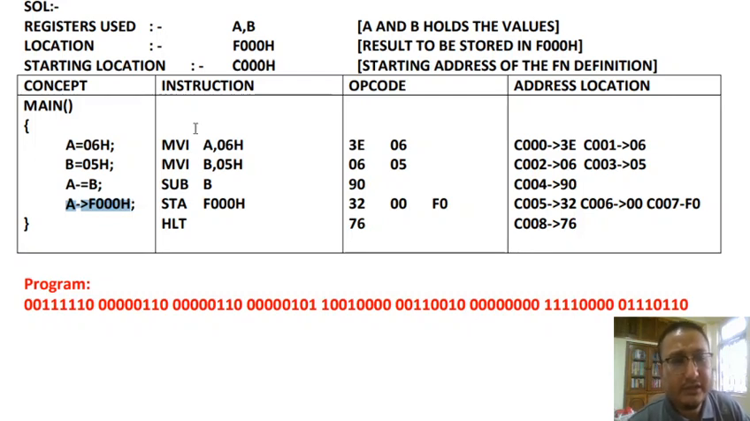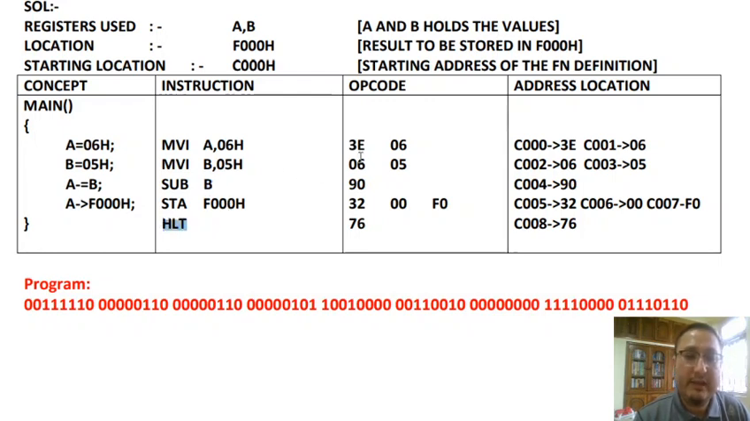So likewise here, I've translated the program into a program using the 8085 instruction set. As in the previous program, we have 06 being moved to A, 05 being moved to B, and we have subtracted the value of B from A, and stored the result in F000H, right? And then we have halt.